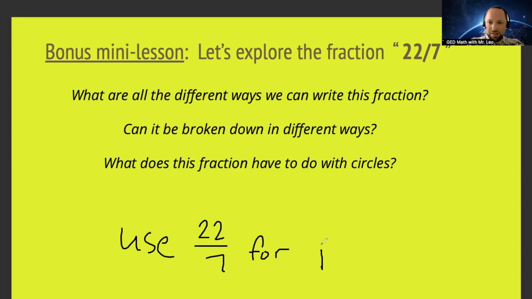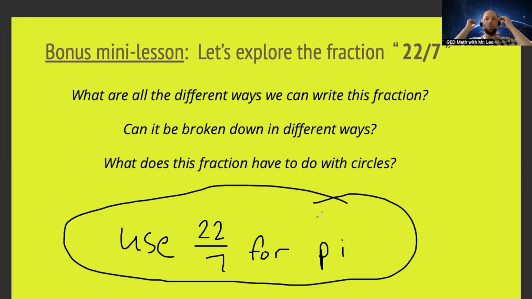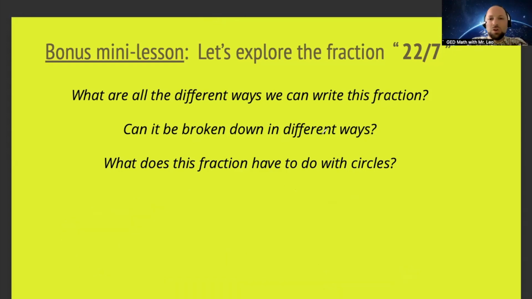Every once in a while, you see this. Use 22/7 for pi. But why? Why do they say this? I'm going to show you. What are all the different ways we can write this fraction? Can you break it down? What does this actually have to do with circles?